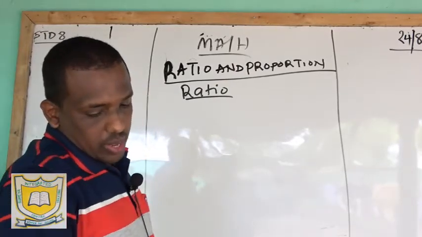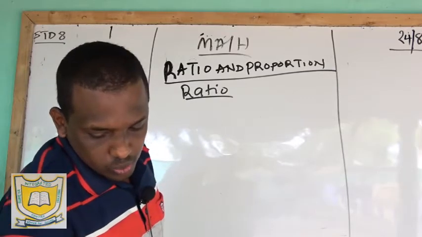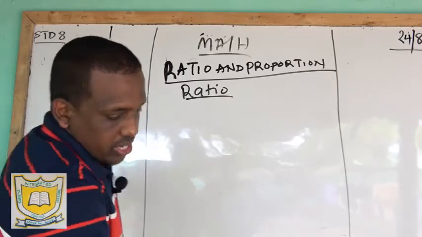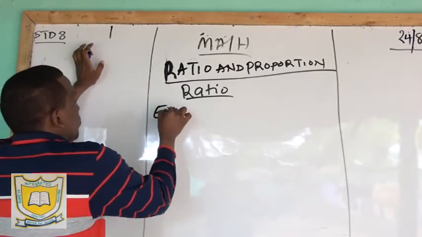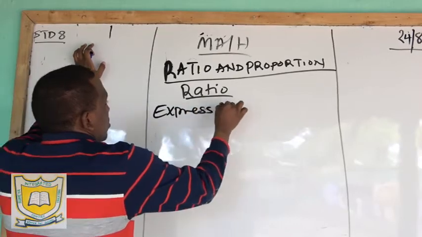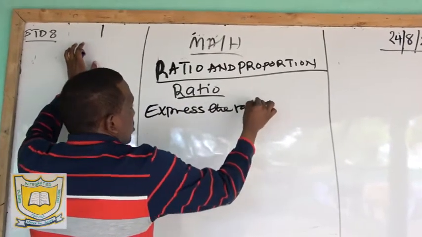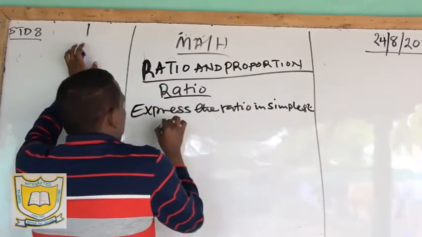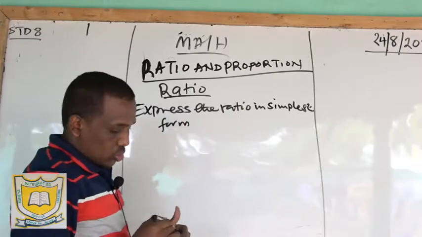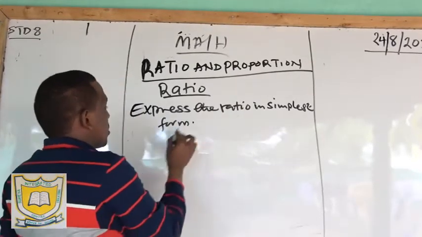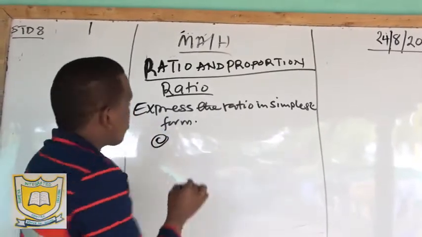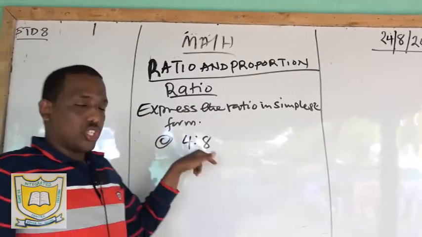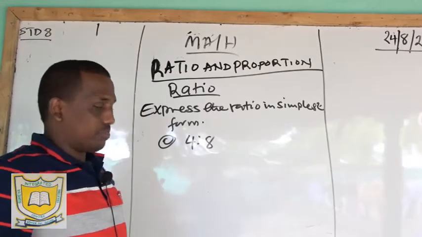For example, here you are told to express the ratio in the simplest form. Then they said we have 4 to 8. 4 to ratio 8. You are told, in simplest form.